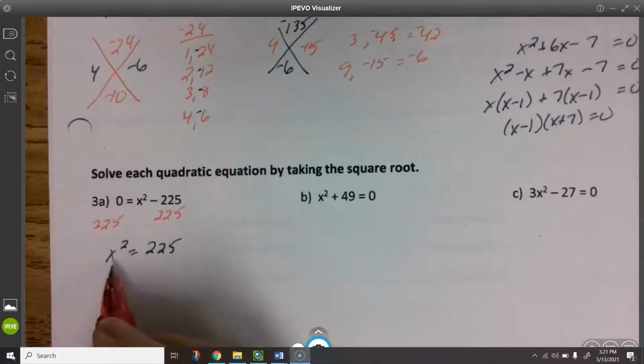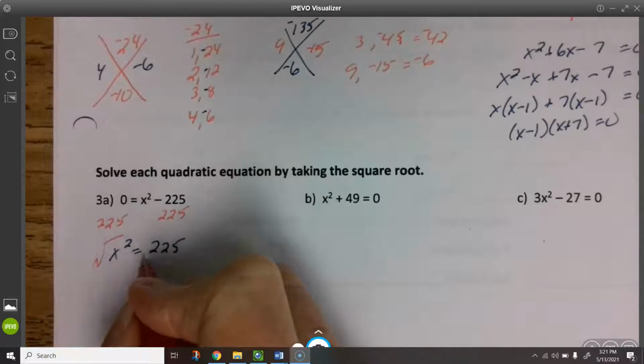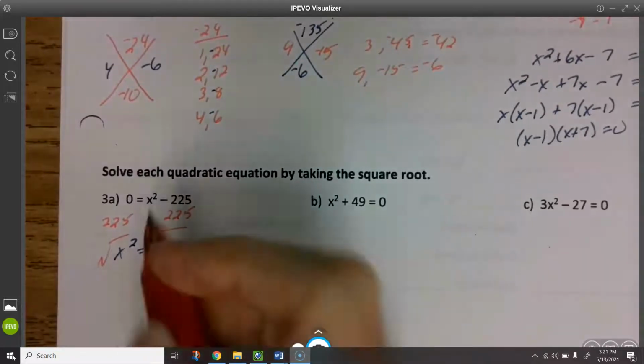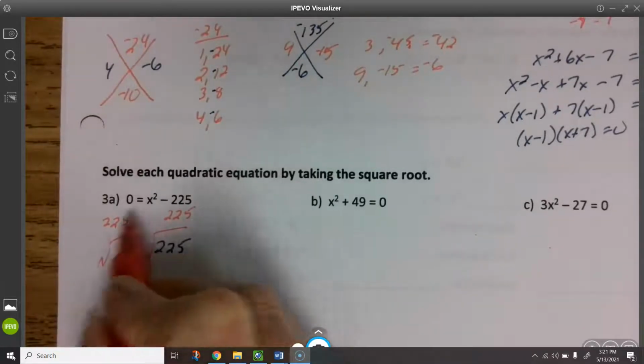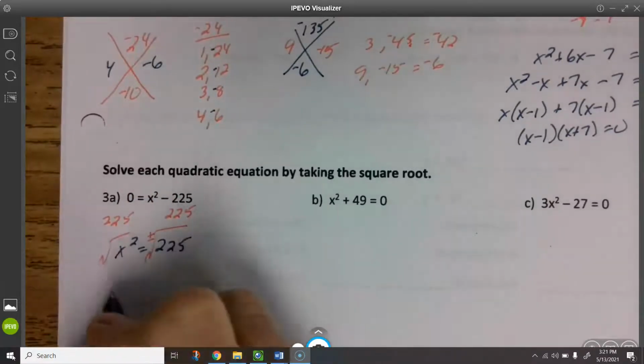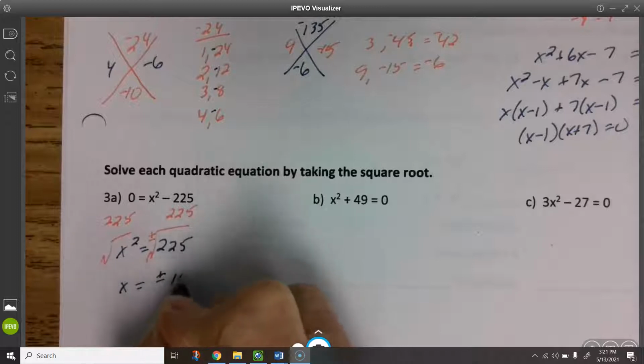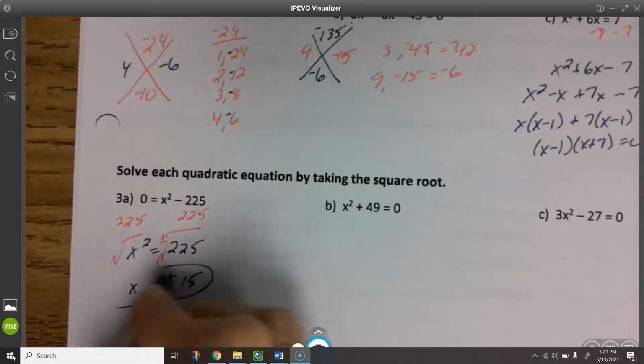And if I have an x squared, to undo it, I have to take the square root. And remember, when we put the radical on, we added the radical. It was not in the original problem. We must put a plus or a minus. So we get x is equal to plus or minus 15. Those are my two answers.